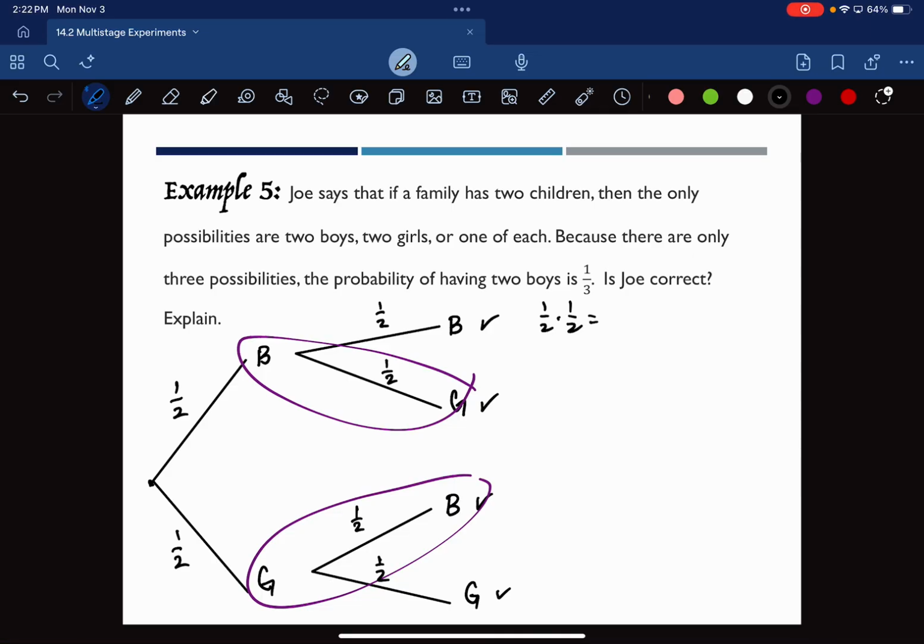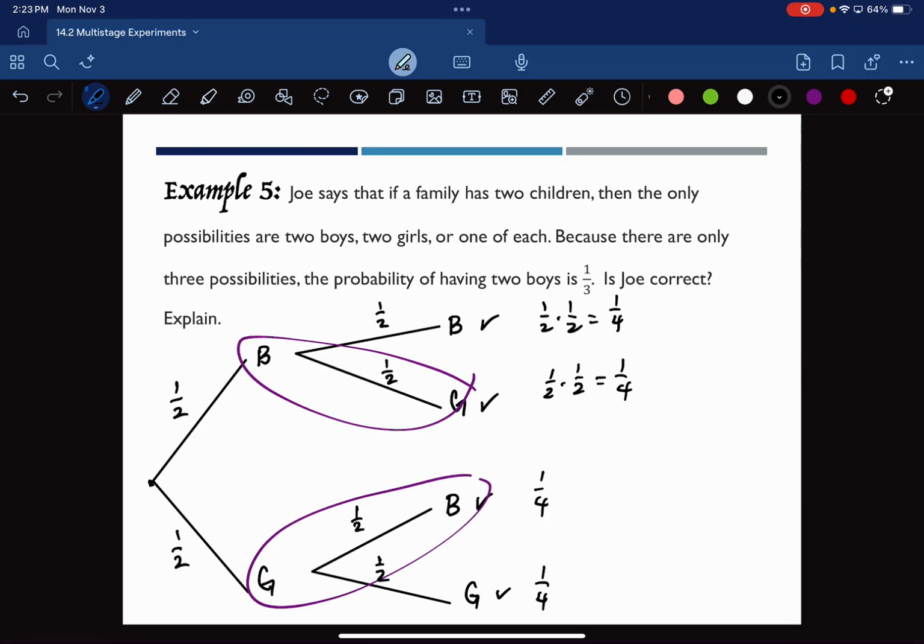Don't overthink this. It's 1 out of 4, right? There's 4 tree branches, and all the tree branches have these equally likely outcomes. I multiply 1/2, 1/2, I get 1/4. What is the probability of having boy and then girl? Yeah, it's 1/4 again. I'll write this one down one more time. And then probability of girl and then boy, 1/4. And probability of girl and then girl, 1/4.